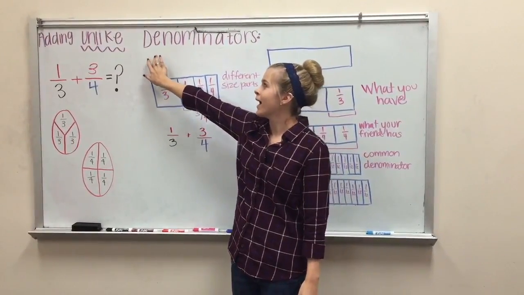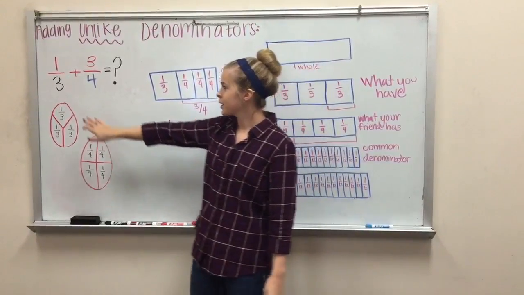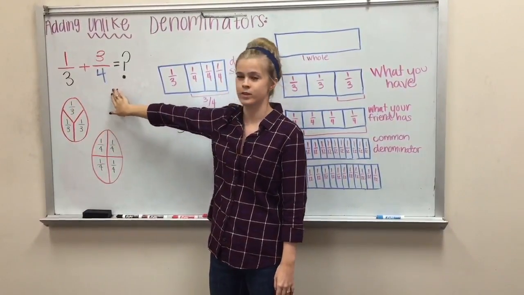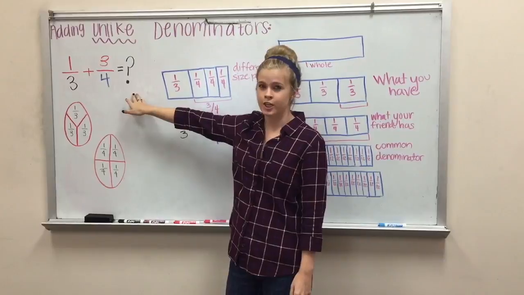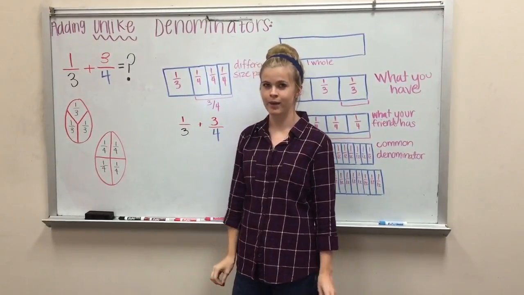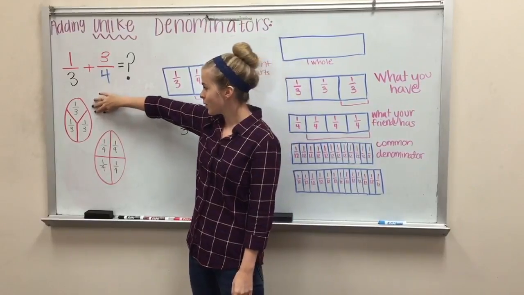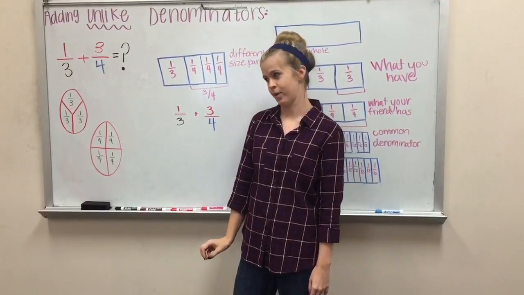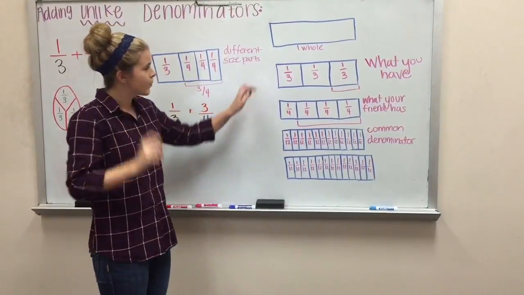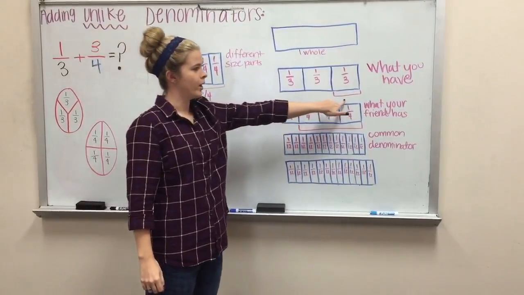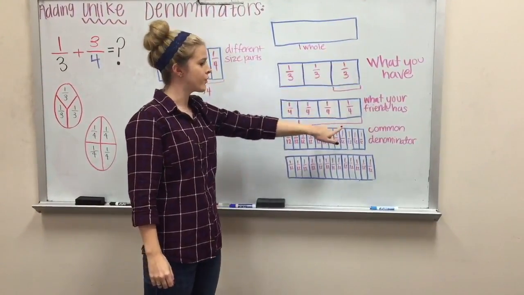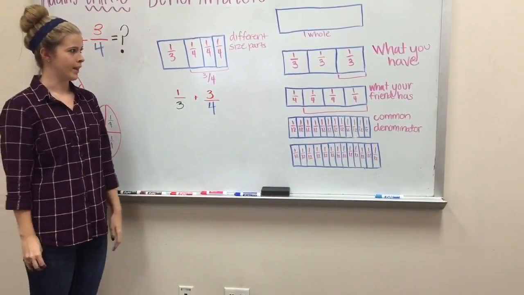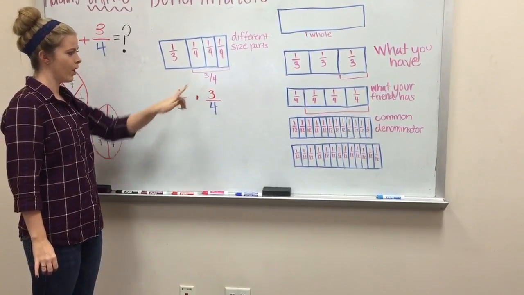Now we're going to talk about adding unlike denominators. So here we're going to consider the problem where you have 1/3 of a piece of fabric and your friend has 3/4 of a piece of fabric. You want to make a shirt, so we need to find out how much fabric you have all together. To do that, we see that we have different like parts, so we want to try to find the same like part. So over here, we have a whole. You have 1/3 of that whole, and your friend has 3/4 of a whole. Now we want to try to find a common denominator, but we see that we have different size parts.